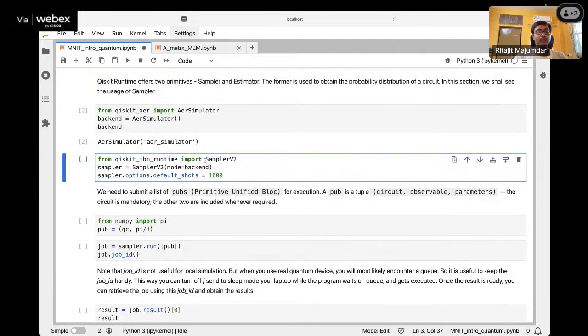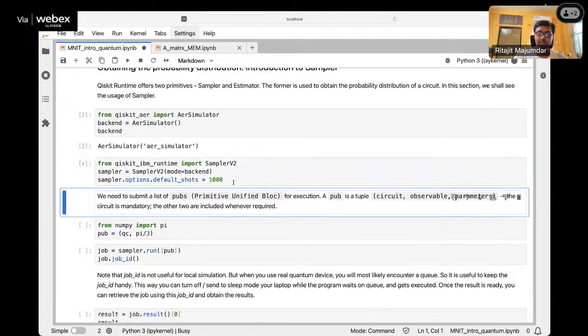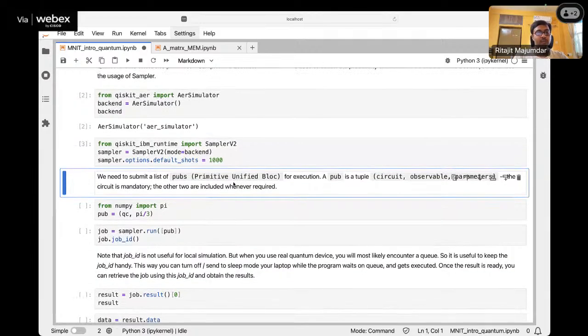For the time being, I am taking this sampler primitive, which will give me the distribution. And I am telling it that, okay, you will run your system on this backend, which is my Aer simulator. And how many times, this is the number of shots, how many times you try it out? 1000 times. So we have saved this.